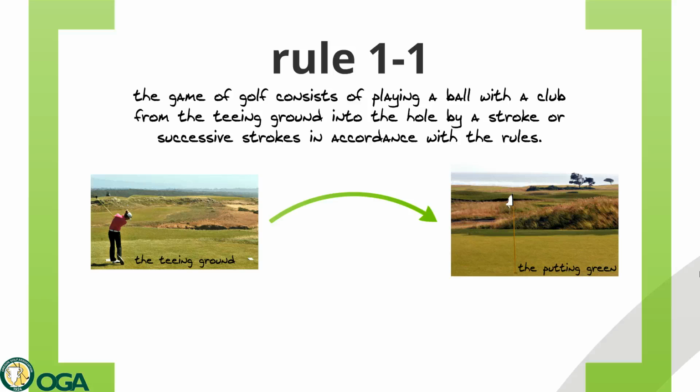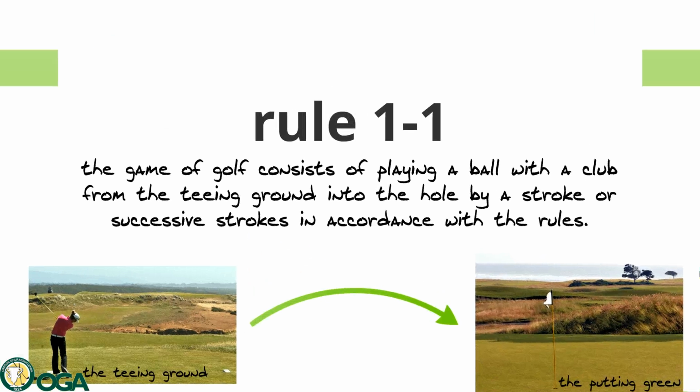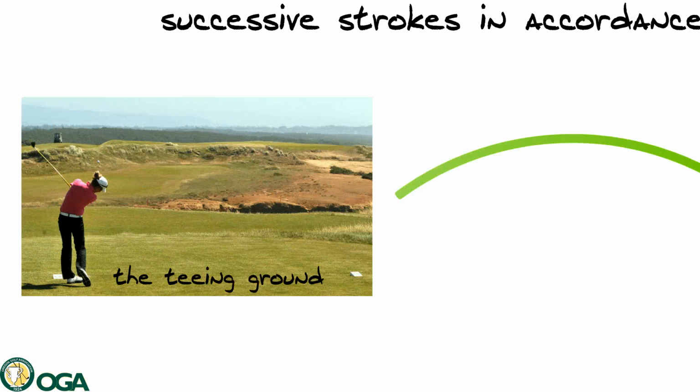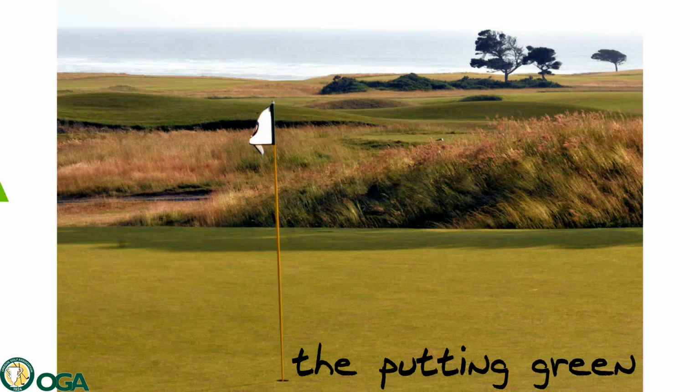Let's start with Rule 1-1. It states the game of golf consists of playing a ball with the club from the teeing ground into the hole by a stroke or successive strokes in accordance with the rules. We start every hole from the teeing ground. It's defined by the tee markers that we're playing. It's a rectangular area that extends 2 club lengths back. And we finish every hole at the putting green when we hole out.